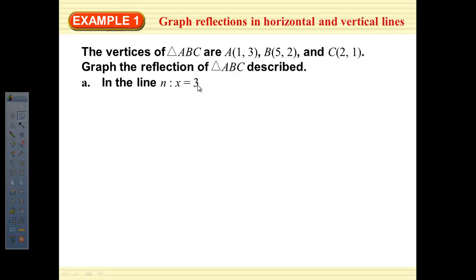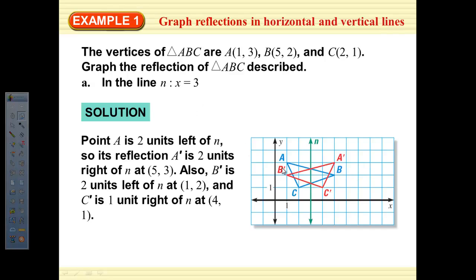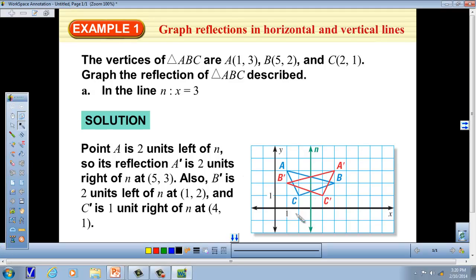The first thing we need to recognize is that the line x equals 3 is a vertical line that goes through the x-axis at 3. So we're going to graph the original and we're going to graph the reflection. I think on the quiz I ask you just to do the reflection, so we can talk about that as well. If we look carefully here, we have our original. Let me zoom in on that so that we can take a look at it carefully.